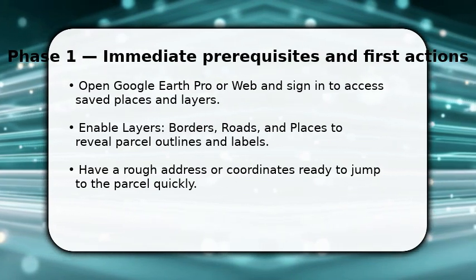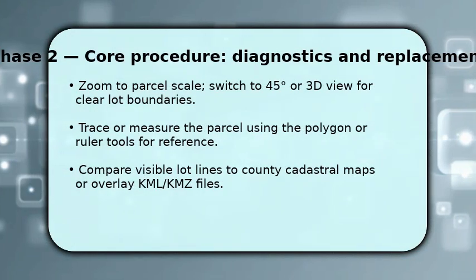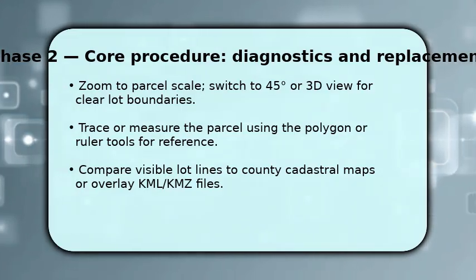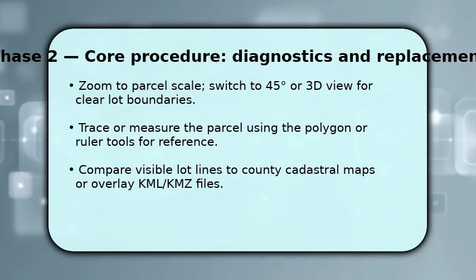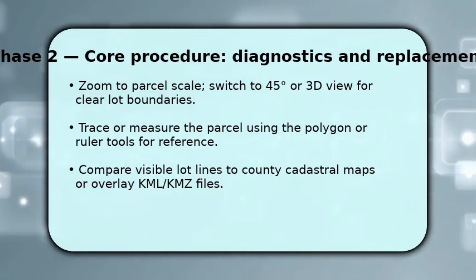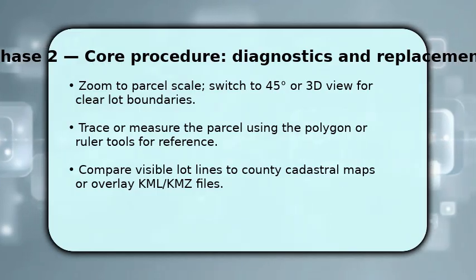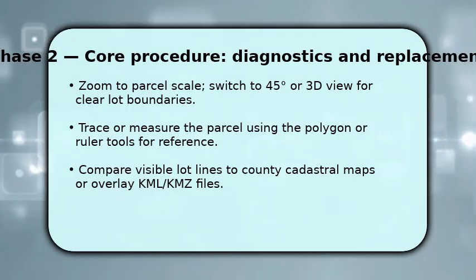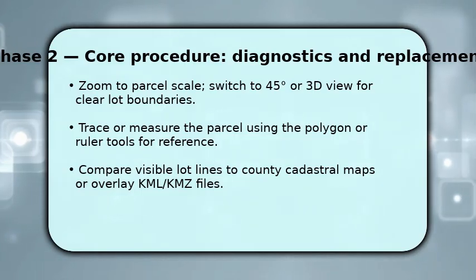Now focus on identifying the exact parcel. Zoom until individual lot lines are distinct. Switch to 45 degrees or the 3D tilt to resolve overlapping shapes. Use the polygon tool to trace the lot and label it internally for comparison, and use the ruler for dimensions. This helps match the parcel to official records. Once traced, overlay a county cadastral KML or your downloaded plot file. Matching shape and dimensions reveals the corresponding parcel.